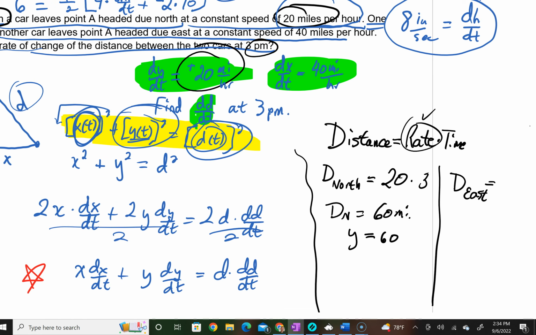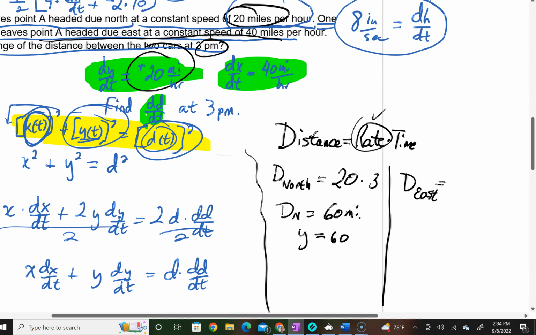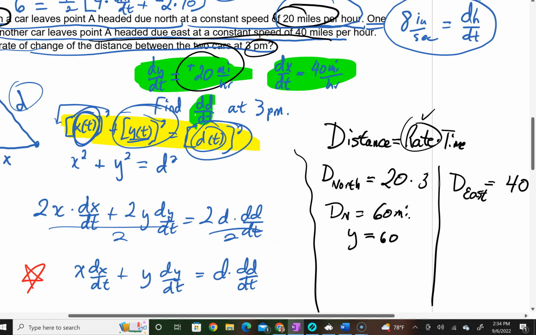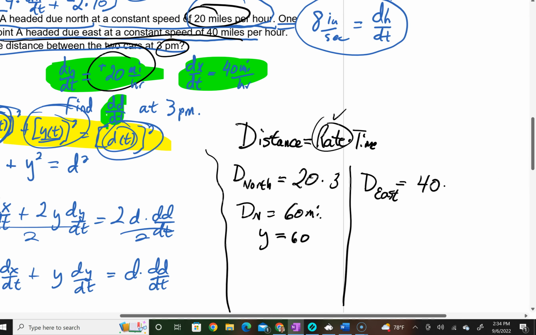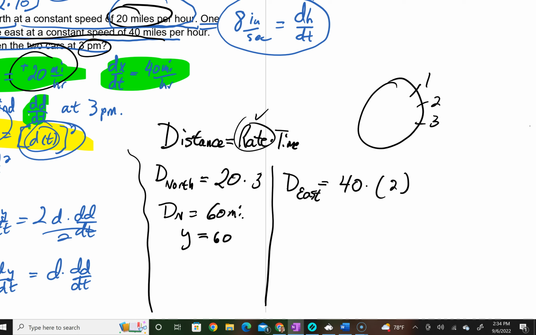Likewise, we could say, well, what about your distance going to the east? Well, what's their rate? As we read in here, it says another car heading east is going a constant 40 miles per hour. But how many hours are they traveling? Well, they left 1 hour later. That's where that comes into play. And you could see at a clock, here's 1, and we want to know what's happening here. You can see that they're just going to have 2 hours. So 40 times 2 is 80. That's your distance that this car has traveled. That's what we could call x.